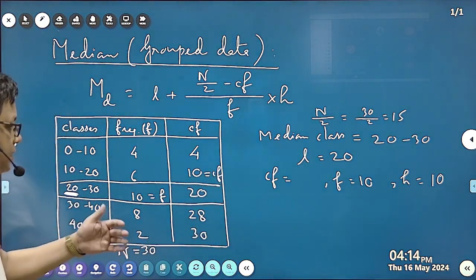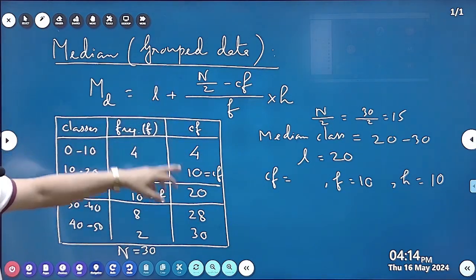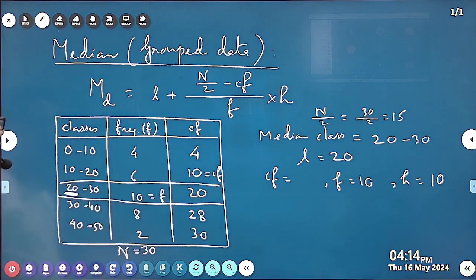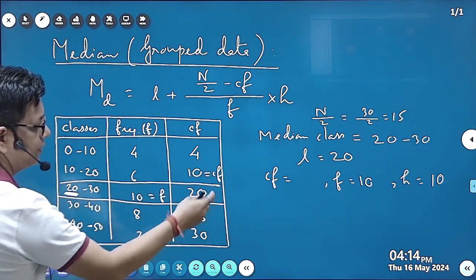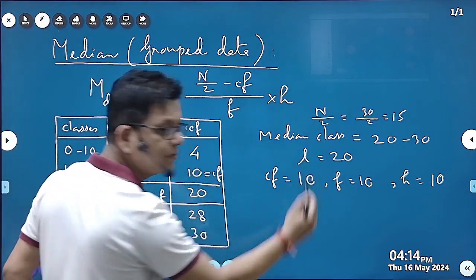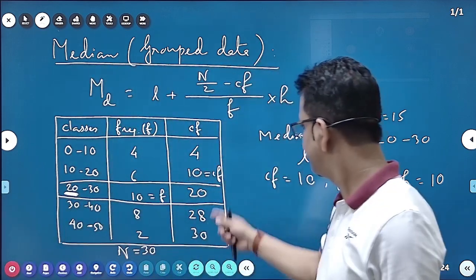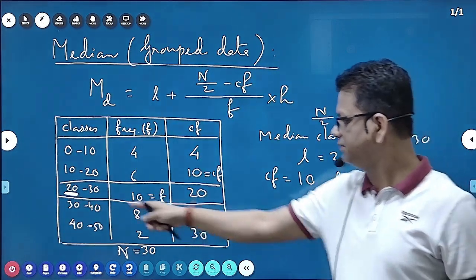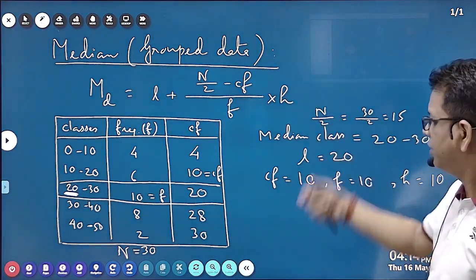So remember that the cumulative frequency for the median formula is the cumulative frequency just preceding the median class. Just preceding means before the median class. This is the median class, the preceding one is this, so this 10 we need to take as CF. Is it clear? So CF is not this CF, it is the preceding one, the previous one. F is the same, this is L, H you know already, the gap, and N by 2 is already found.